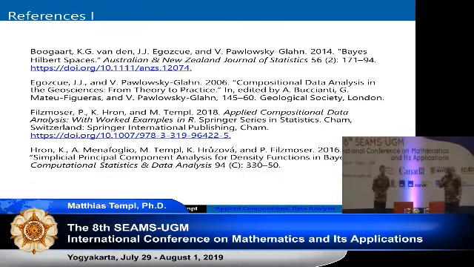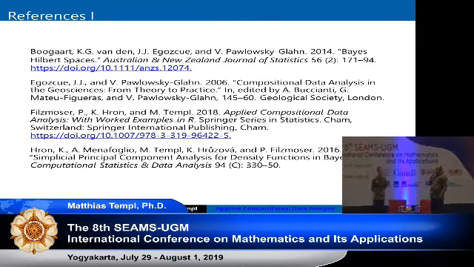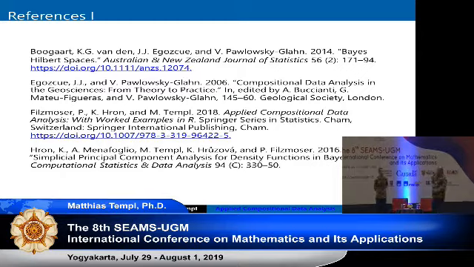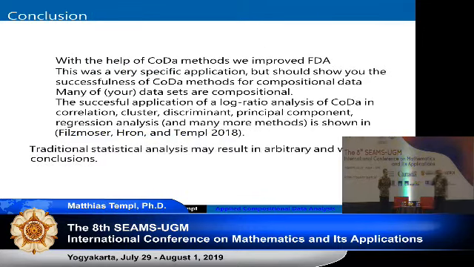Okay, thank you, Matthias, for a very interesting talk and lecture about compositional data. I think we should highlight the last line of the slide: if you are using traditional methods for compositional data, then you get a wrong result or wrong conclusion with your analysis. So this is very important to know.